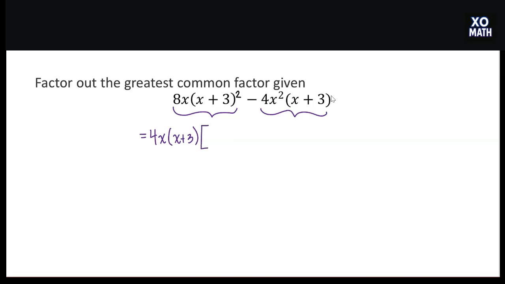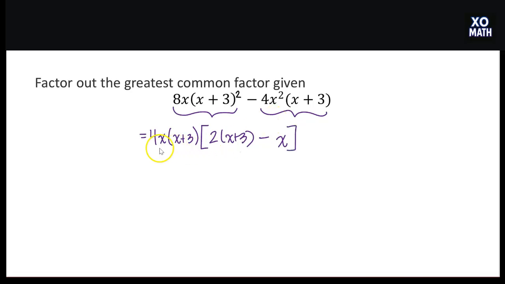Now, let's find out what would be left over. I'm going to choose to use brackets here instead of parentheses. So I took out a 4. 4 divided into 8 is 2. So I'd have a 2 left over. I factored out the only x. And I factored out 1 copy of x plus 3. There were 2, so I have 1 copy of x plus 3 left over from the first term. From the second term, I'll have minus. I factored out the 4, 4 divided by 4. I factored out 1 copy of x. There were 2, so 1 copy of x is left, and I took out the only copy of x plus 3.